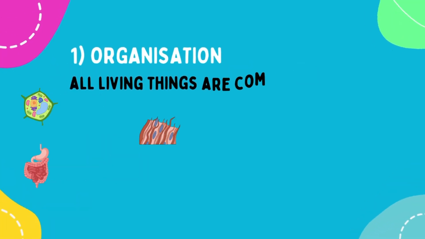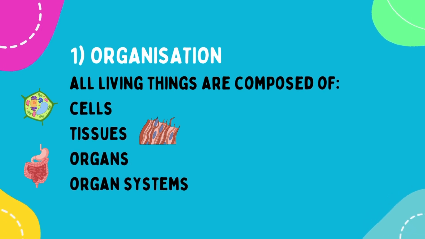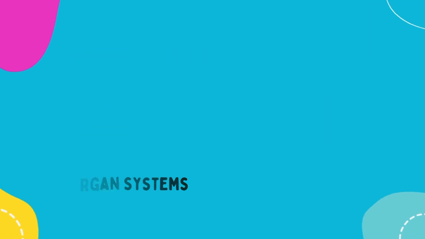So we're going to start off with organisation, and this means that all living things are composed of basic units known as cells. Cells make up tissues, tissues make up organs, and organs make up organ systems. We will revisit this in our cell structure and cell diversity chapters, but the cell is the basic unit of a living thing. For now, we'll stick with just that much.